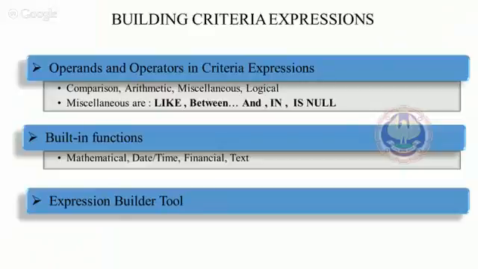Building criteria expressions, operands and operators in our criteria. We know we have different kinds of operators: the comparison, arithmetic, miscellaneous, logical. Miscellaneous, especially show them the Like, Between, And, In, Is Null. The built-in functions: mathematical, date-time, financial, text. When you have to look at the built-in functions, do not get confused about how you would put them in the table or the criteria. Simply pull down a form.